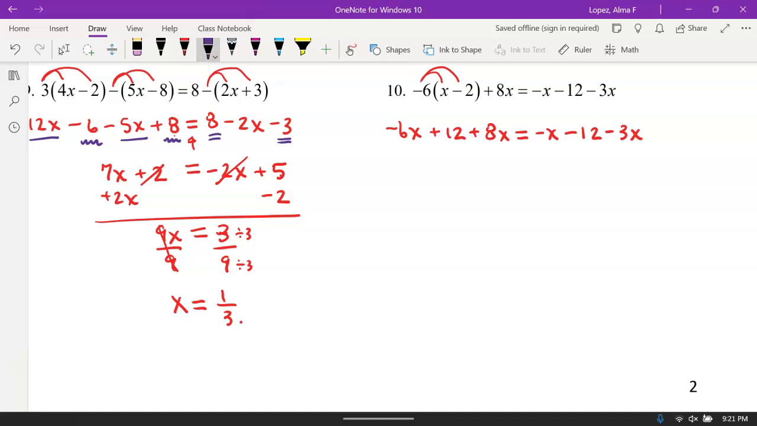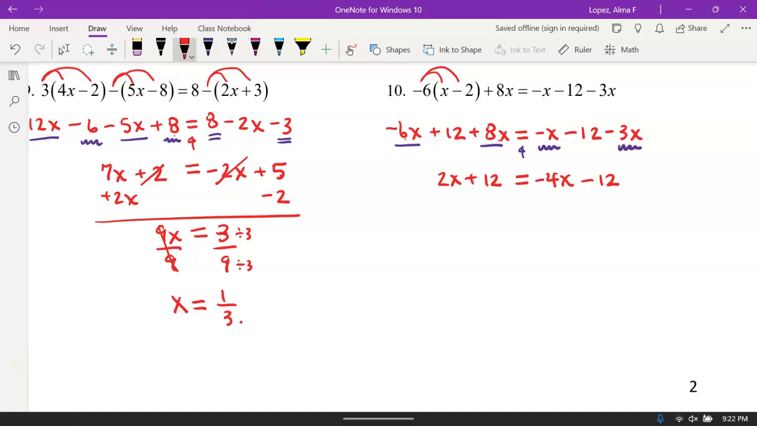All right, here's where the equal sign is very important. So I'm going to combine like terms. I've got 2x terms on the left that I can combine, and I've got 2x terms on the right of the equal sign that I can combine. Let's do that. Negative 6x's and 8x's combine to make 2x. And then I've got that plus 12 also. On the other side, negative x and negative 3x combine to make negative 4x and bring down the negative 12 also.